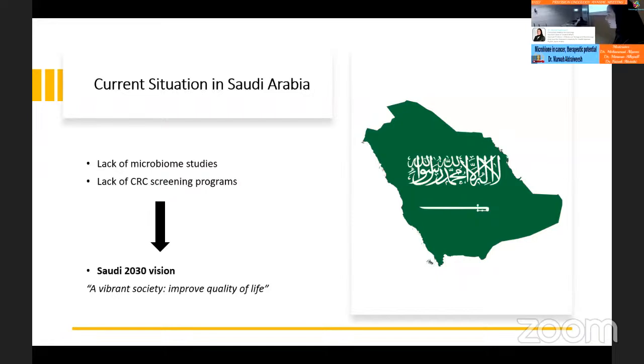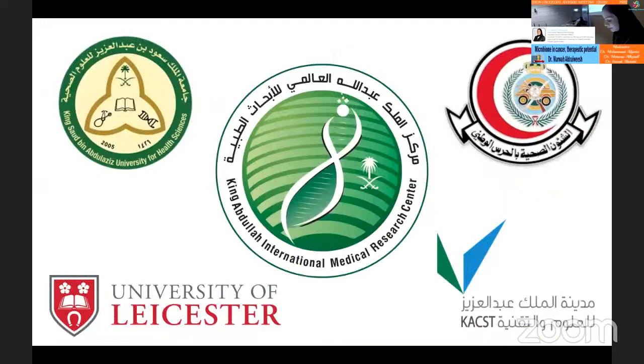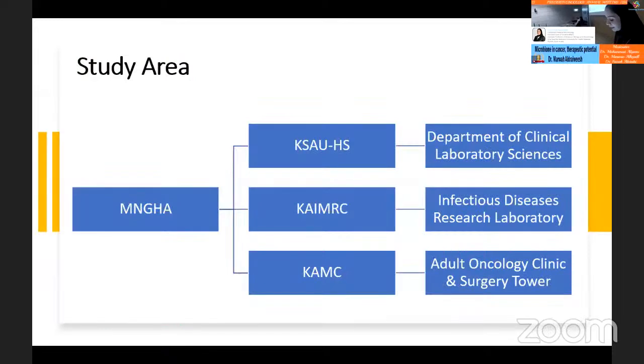So we as scientists, we as clinicians, have to contribute to the implementation of Saudi 2030 vision in terms of a vibrant society and improve the quality of patient lives. So an initiative has been taken with collaboration from King Abdullah International Medical Research Center, King Abdulaziz Medical City, King Saud bin Abdulaziz University for Health Sciences, King Abdulaziz Medical City for Science and Technology, and we do have an international collaboration with the University of Leicester in the United Kingdom in order to start implementing microbiome study in Saudi Arabia and investigate its role in colorectal cancer development.